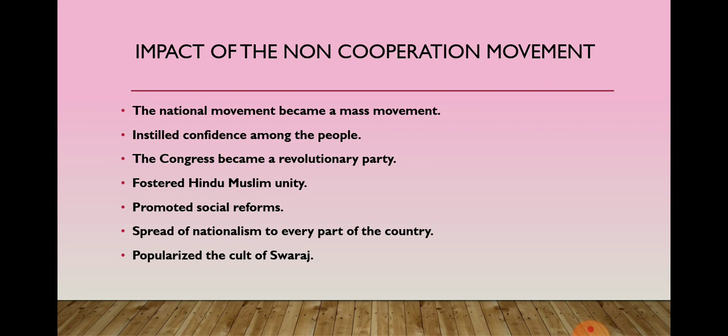Second, it instilled confidence among the people. The non-cooperation movement generated a desire for freedom and inspired the people to challenge the colonial rule. Third, the Congress became a revolutionary party. The outlook of the Indian National Congress was changed due to the non-cooperation movement. The Congress became the organizer and leader of the masses in their national struggle.